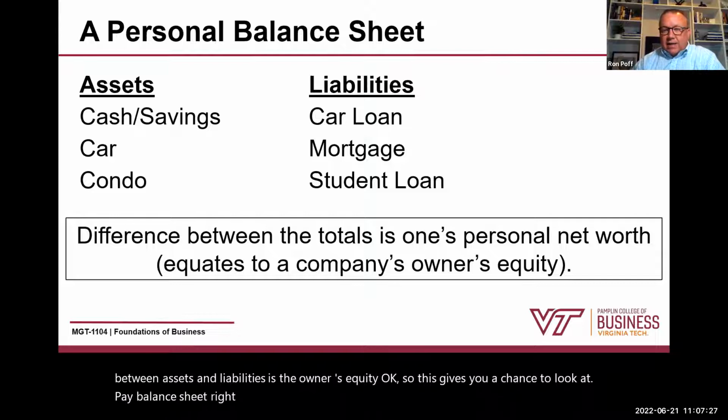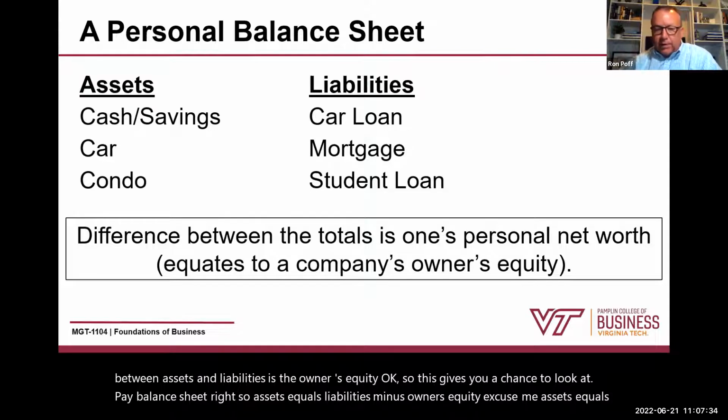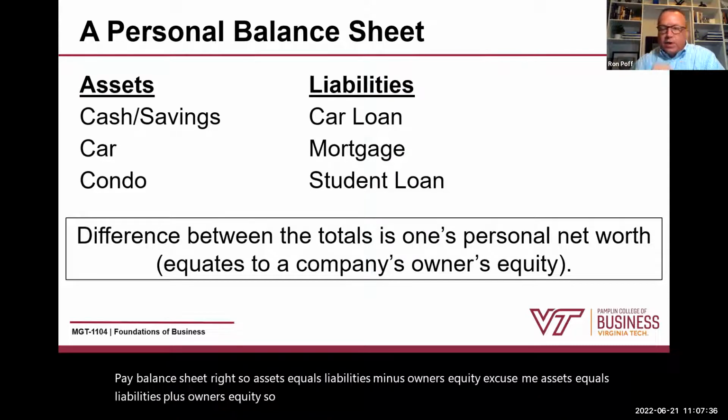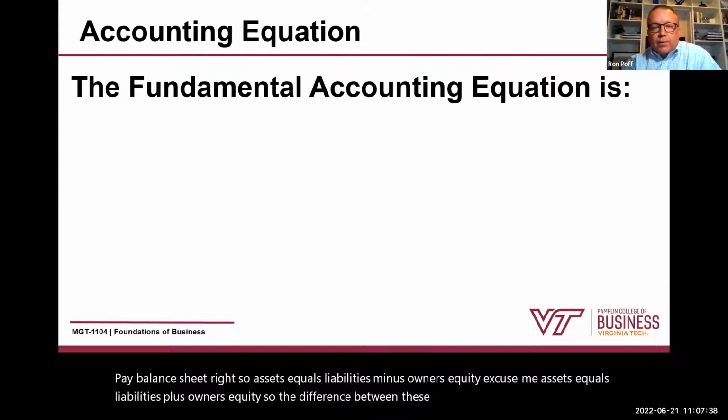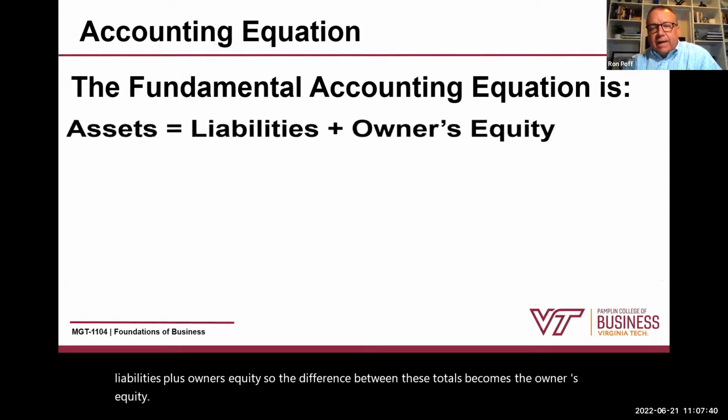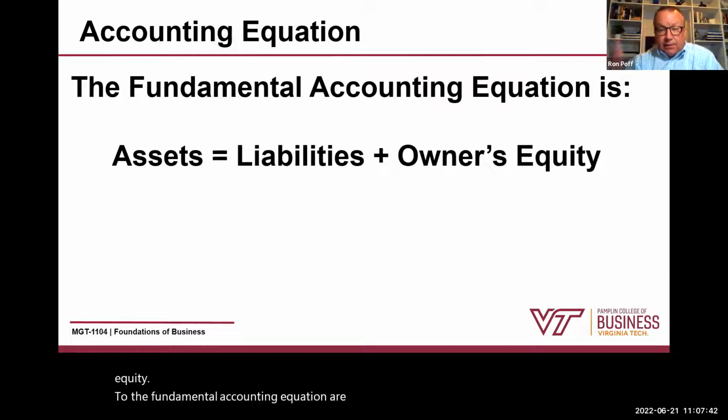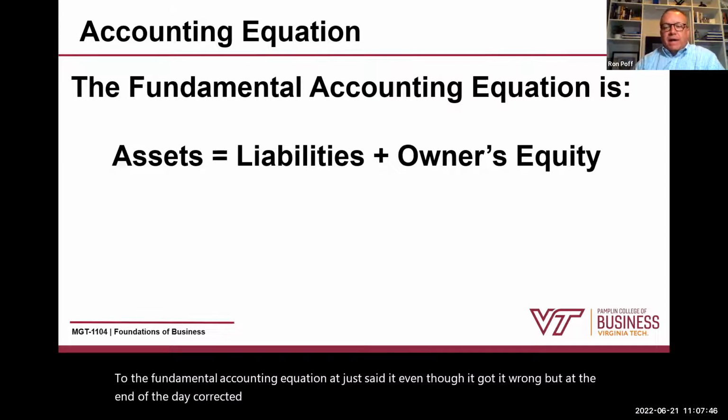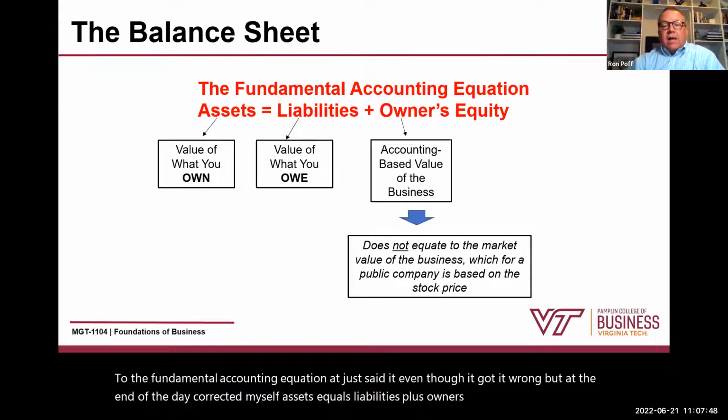So assets equals liabilities minus owner's equity. Excuse me, assets equals liabilities plus owner's equity. So the difference between these totals becomes the owner's equity. So the fundamental accounting equation, I just said it, even though I got it wrong, but at the end of the day, I corrected myself. Assets equals liabilities plus owner's equity. Let's look at what that looks like, okay?